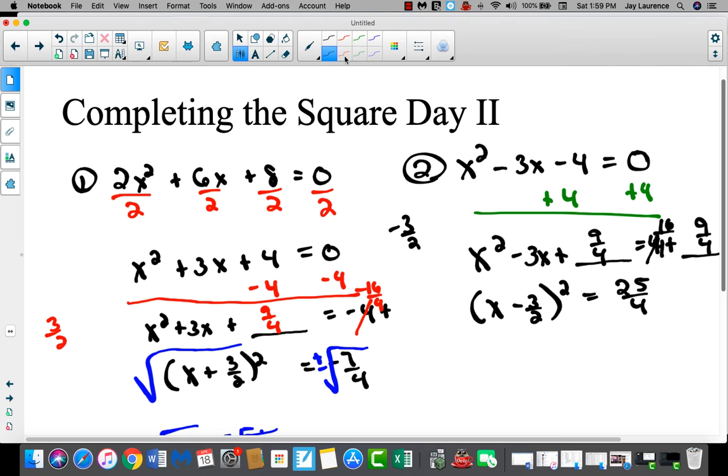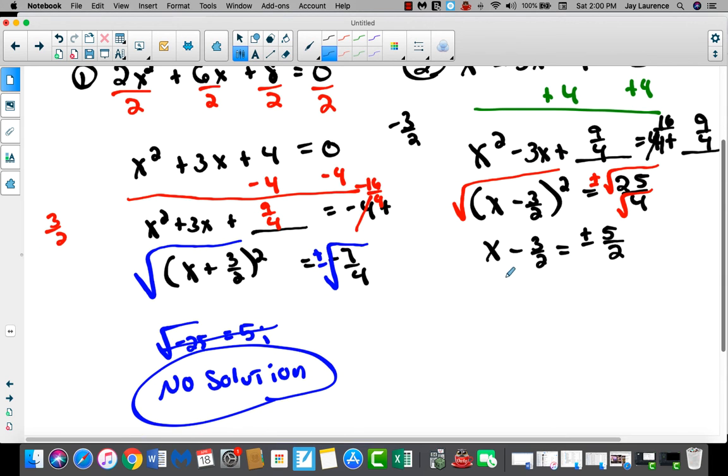I shall take the square root of each side. Maybe. My pen is acting up. Okay. And when I do that, I am going to get x minus 3/2, and that's going to equal plus or minus 5/2. Okay, so I'm going to add 3/2 to each side.